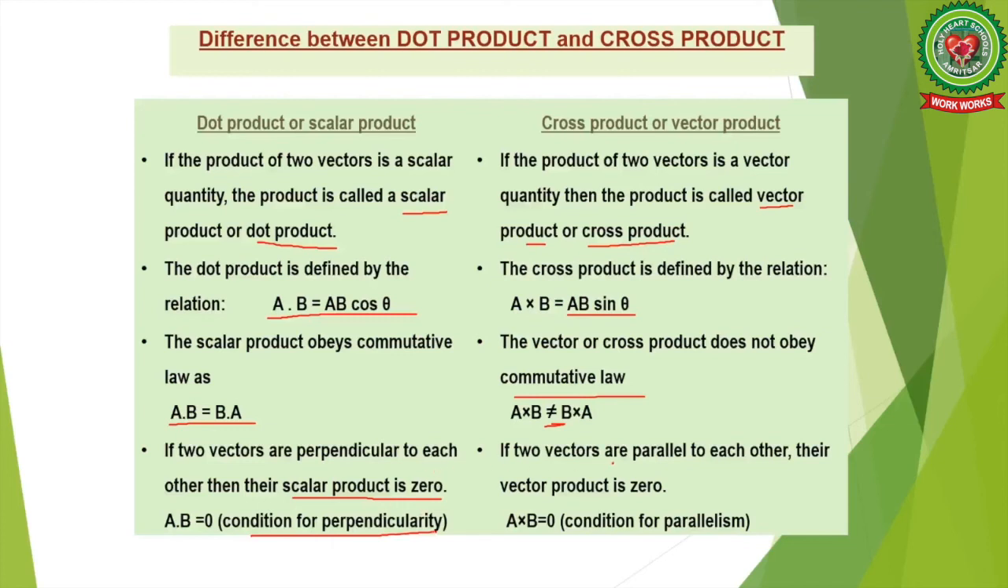If two vectors are parallel to each other, their vector product is 0. And if two vectors are parallel, then cross product is 0. If you take two vectors and take the cross product of these two vectors and your result is 0, means that A and B are parallel to each other. So this condition is called condition for parallelism, right?